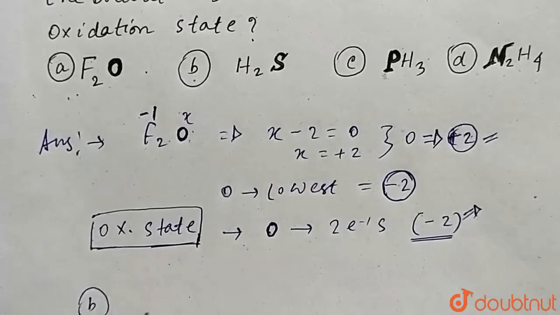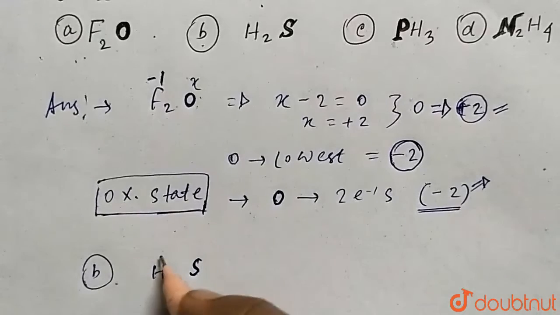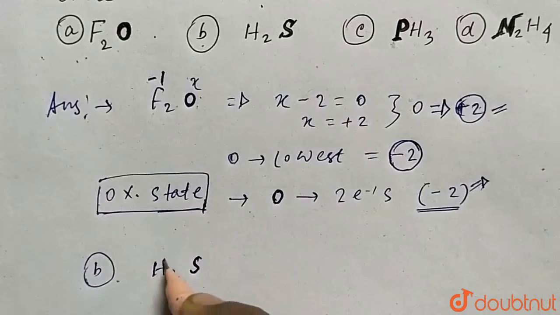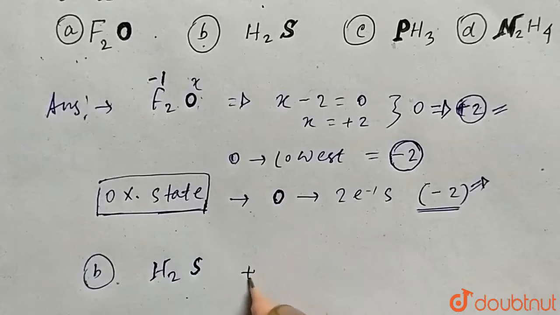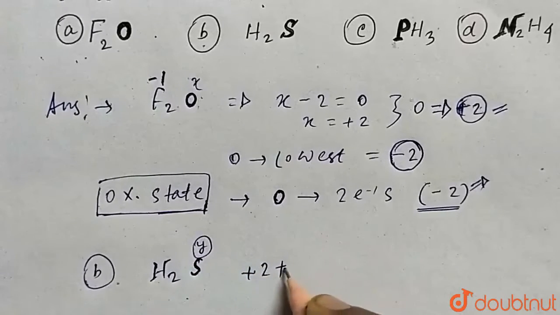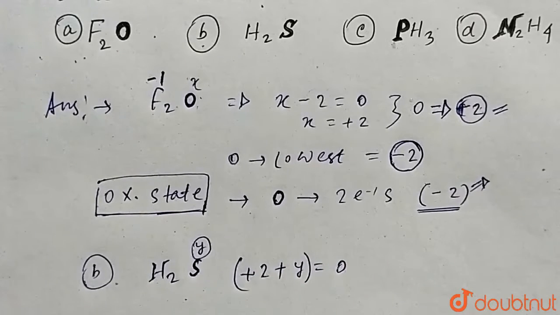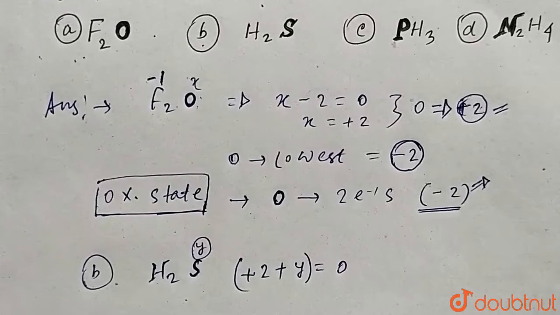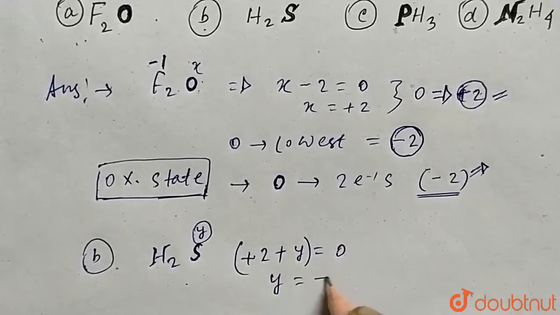B is given here, H2S. What is the oxidation state of sulfur here? Sulfur is the bold atom. So here hydrogen is always oxidation state +1. Hydrogen will always exist in +1 in a compound. So 2 hydrogen, +1 into 2, is +2, plus sulfur, if you consider Y. So +2 plus Y equals 0. Why 0? Because a molecule as a whole, a compound, will always have oxidation state 0. So Y is equal to -2.